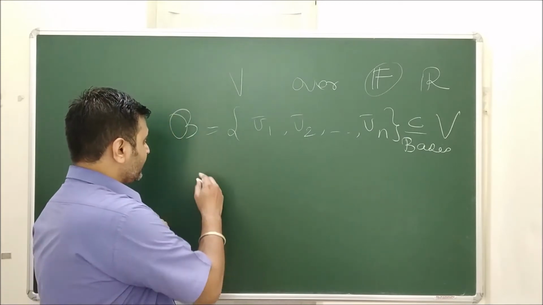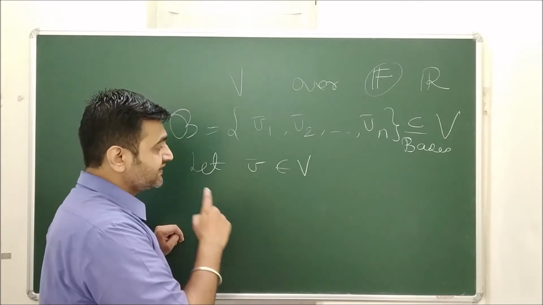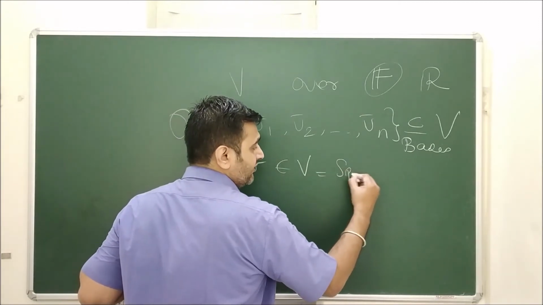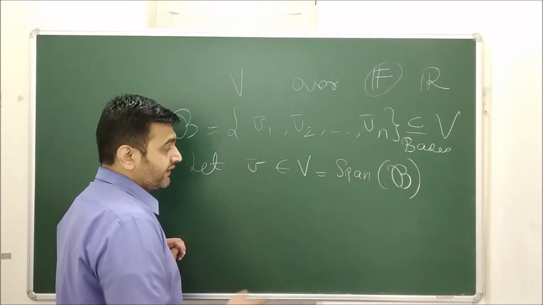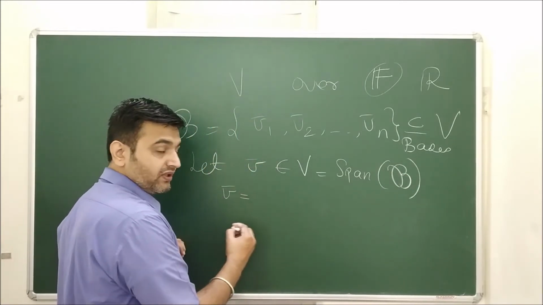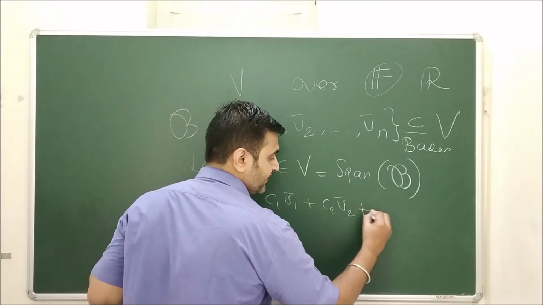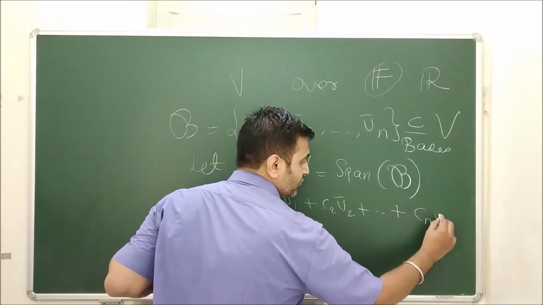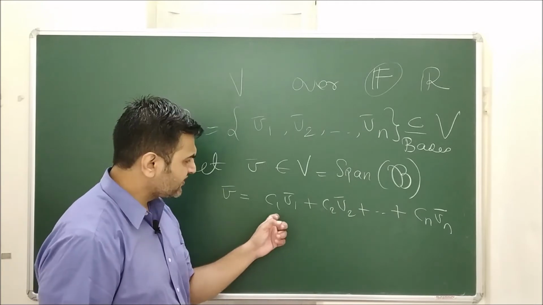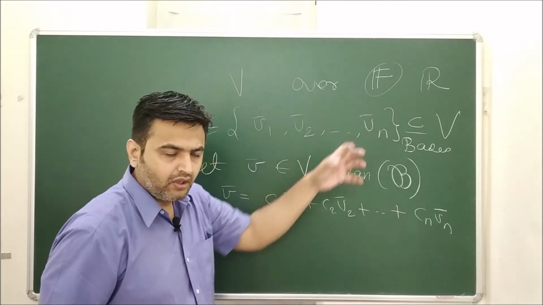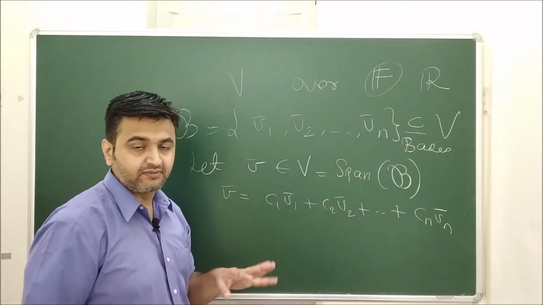Now what you do is you take a vector v in the vector space V. Since B is a basis, I know that V is nothing but the span of the basis set B. That means, how will my v look? It will be some linear combination of the basis vectors, that means c1 v1 plus c2 v2 plus up to cn vn, by the definition of span, for some ci's belonging to my field F, or for some ci's belonging to the real numbers. They are some scalars.